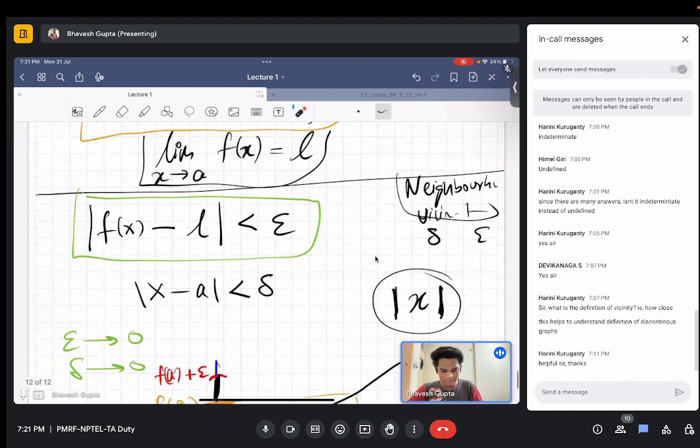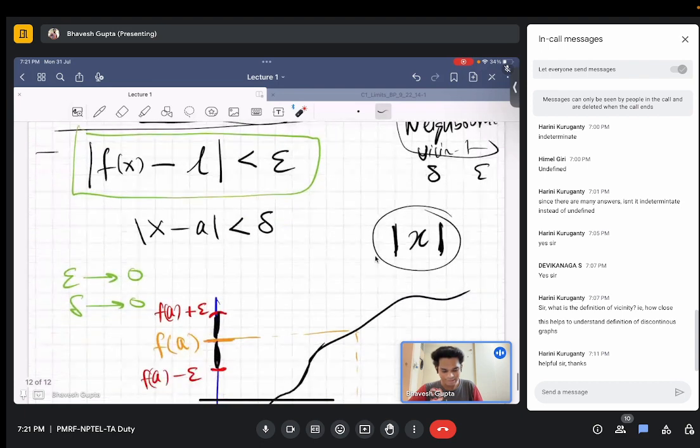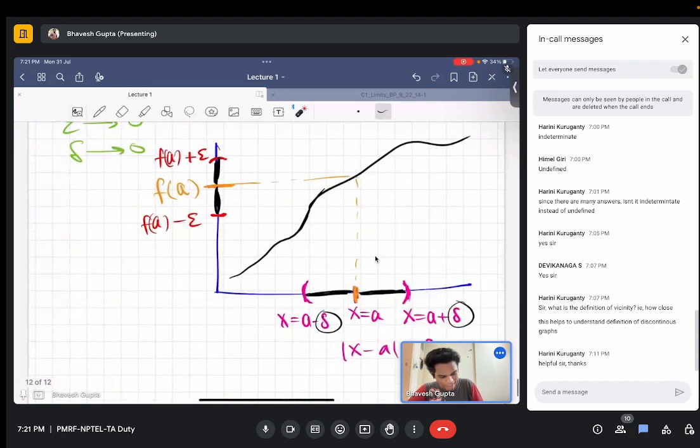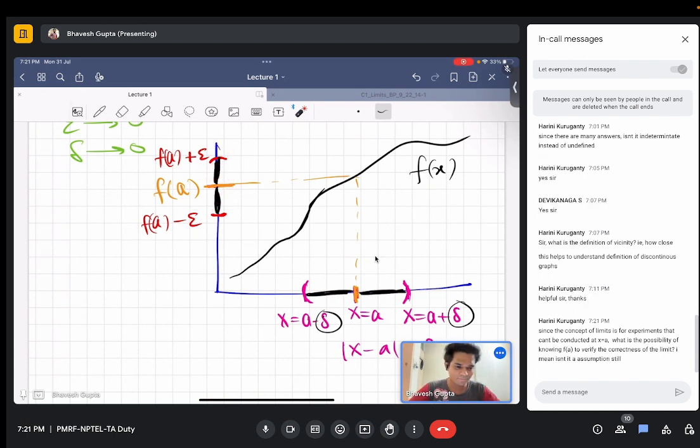So the mathematical definition which we have written here tells you that if you pick any point in this interval and you feed it into this function, it will always end up inside this interval, always. Every point in this interval will end up inside this interval, and you can make this interval as small as you like, if the limit exists.